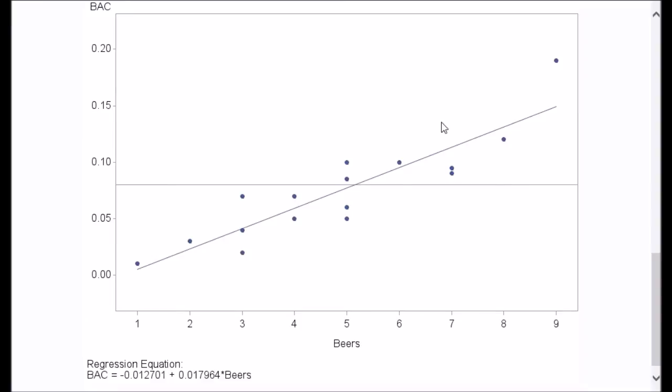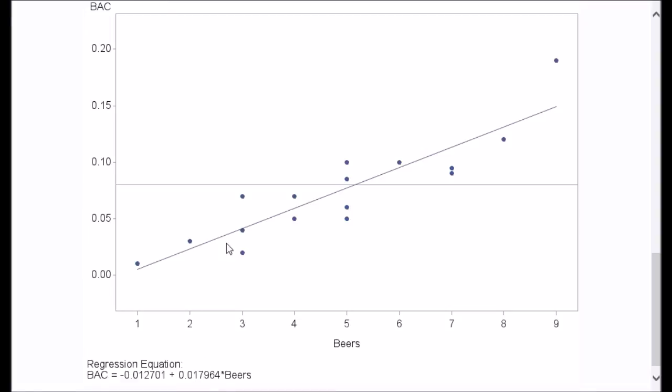So here's our regression line, and you can see it does track the points pretty well. It seems like a fairly linear relationship. We also see in the lower left our regression equation. This is telling us the intercept, negative 0.012701, we'll say negative 0.013, rounding a bit. That's our intercept. Remember, that's our expected level of BAC given 0 beers, the expected level of the outcome when the predictor is 0. And then here's our slope, 0.017964, we'll say 0.018, rounding a little bit. And so for each additional 8-ounce beer consumed, we expect BAC levels to increase by 0.018 on average.